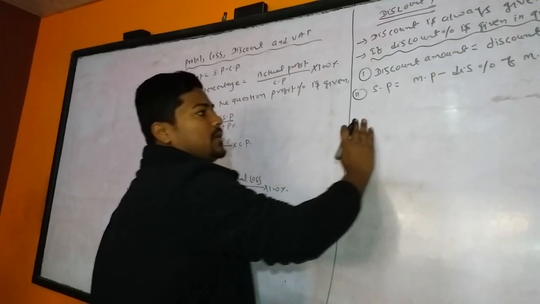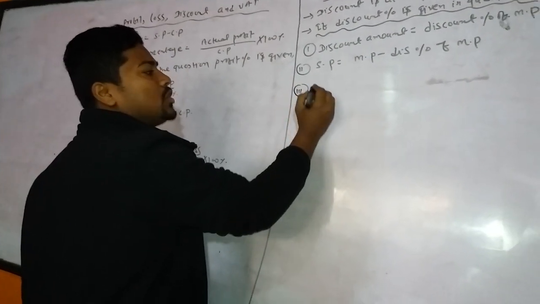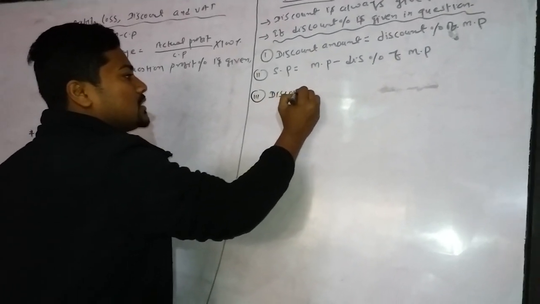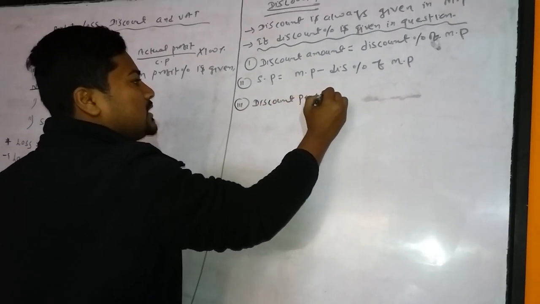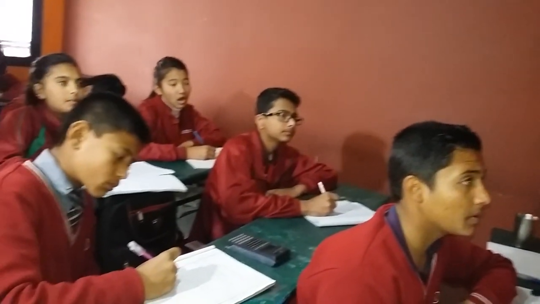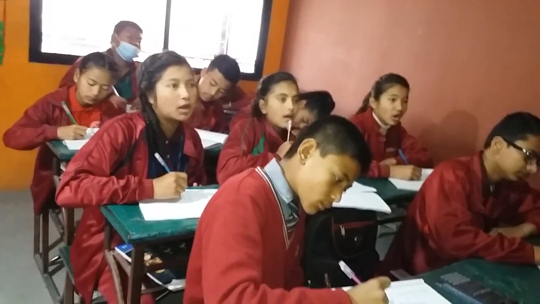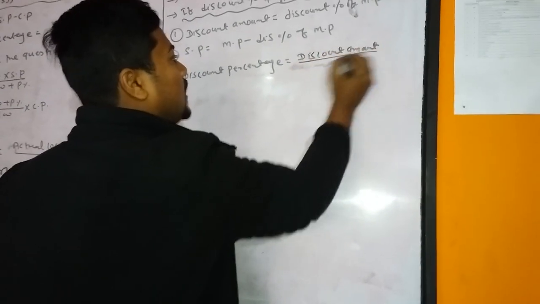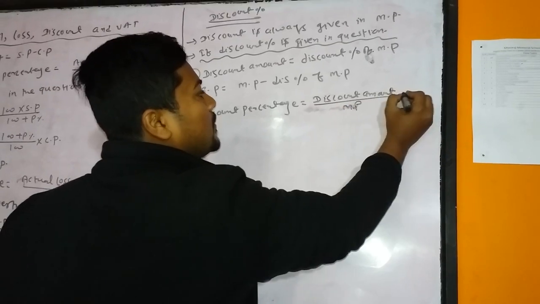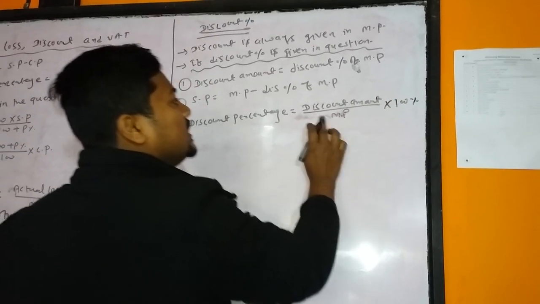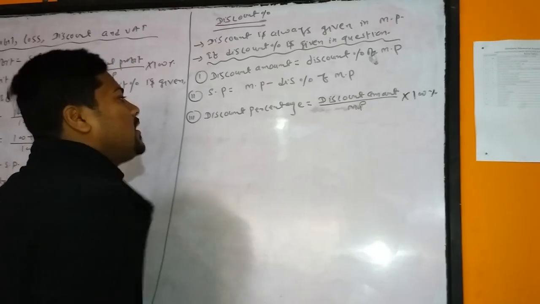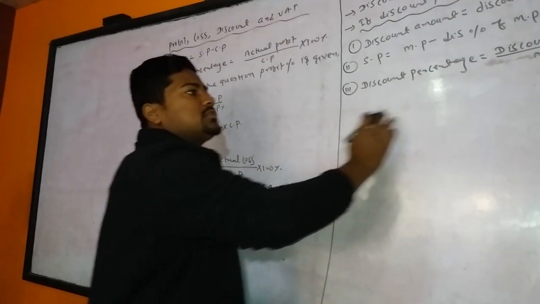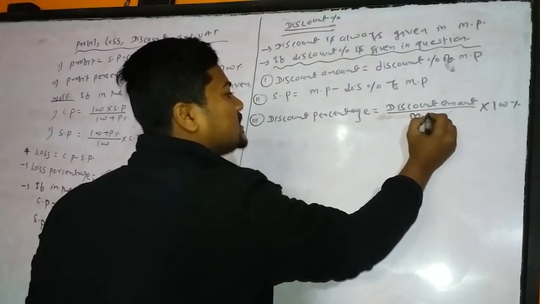Now, what is the formula to find the discount percentage? What is the formula of discount percentage? Discount amount upon MP into 100%. Discount amount by MP multiplied by 100% is the discount percentage formula.